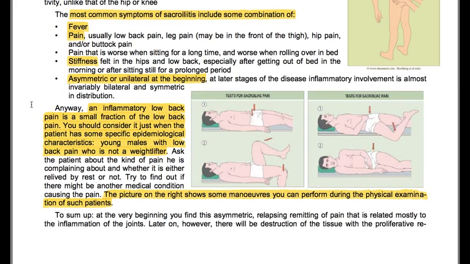The picture on the right shows some maneuvers you can perform during the physical examination of some patients.